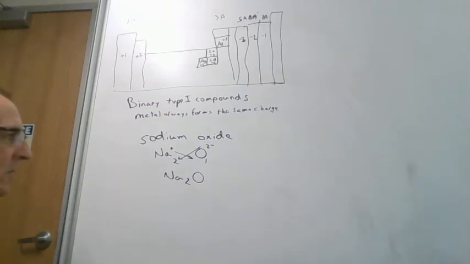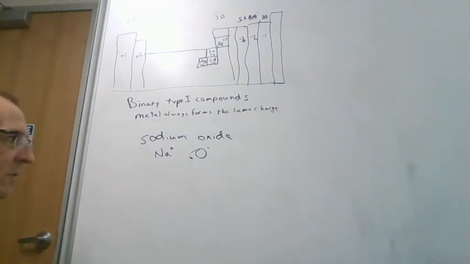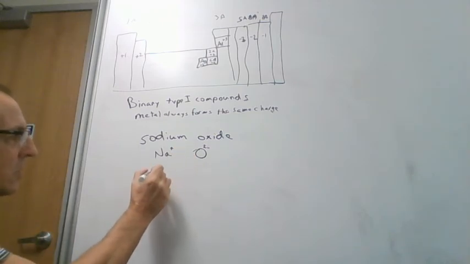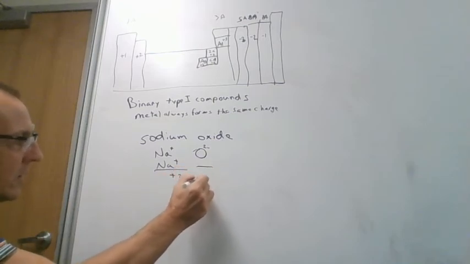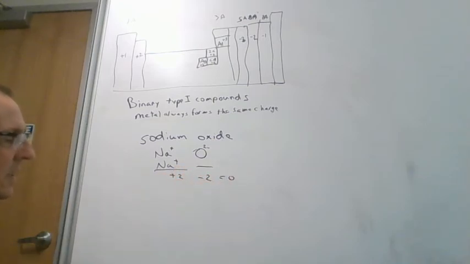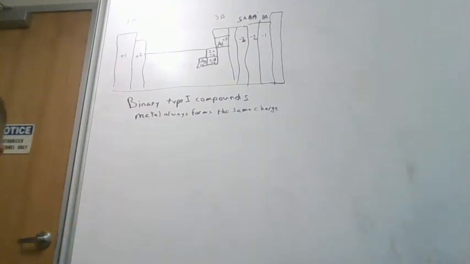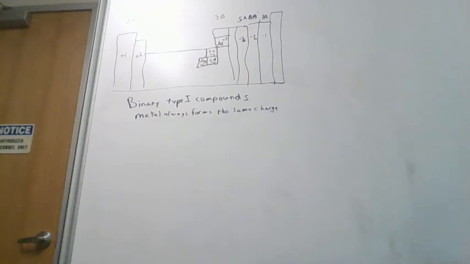The other way to do this is a little accounting kind of way. This has a -2 charge, this has a +1 charge. If we have two of these, we have a +2 charge. If we have one of these, we have a -2, and if we add those together, it's 0. So the sum of the positive charges has to equal the sum of the negative charges. Whichever way you find easier, you'll have to be able to figure out how many of one go with how many of another based on their charge and where they are in the periodic table.